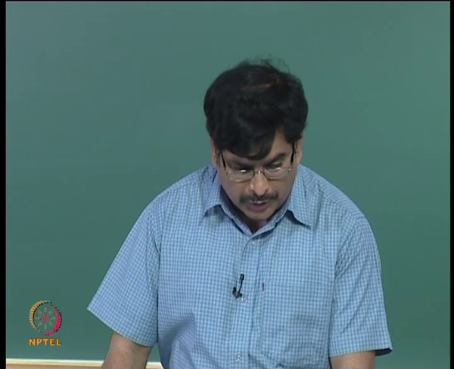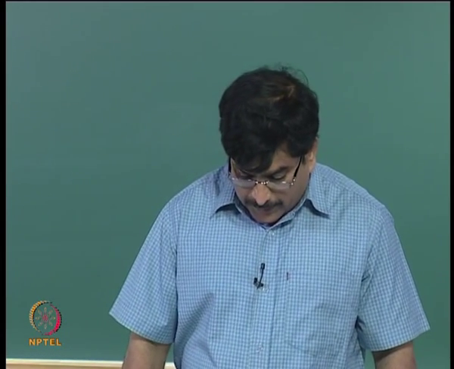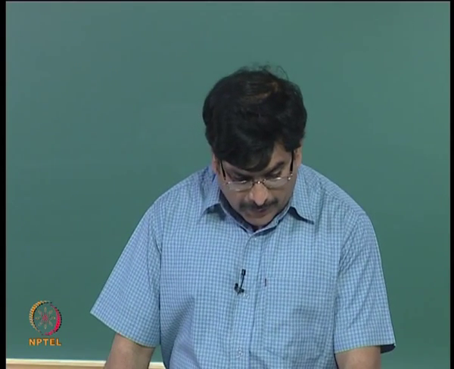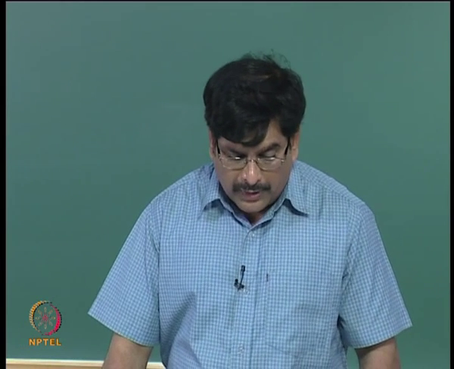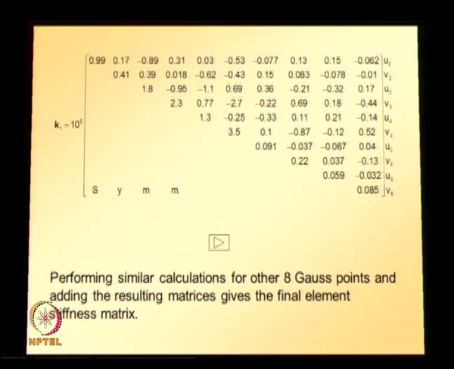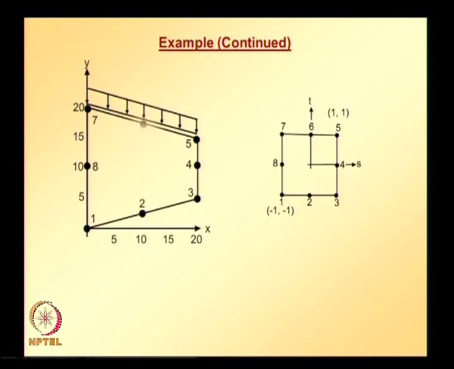So, the stiffness matrix contribution to the global reduced equation system from an integration point can be obtained by carrying out matrix multiplications and performing similar calculations for the other 8 Gauss points, and adding the resulting matrices gives the final element stiffness matrix. And now since pressure load is applied along side 5, 6, 7, let us discuss how to assemble the equivalent load vector for this applied pressure.